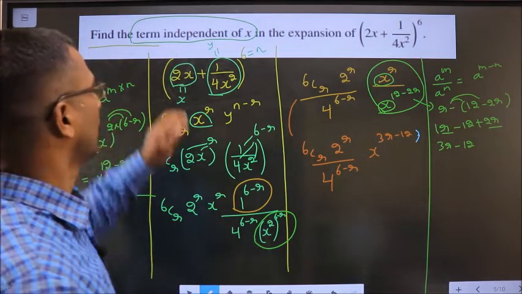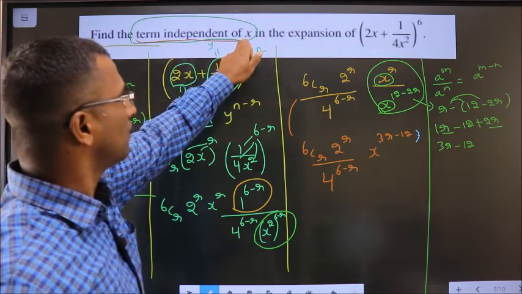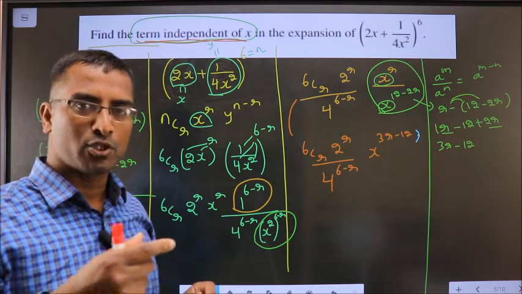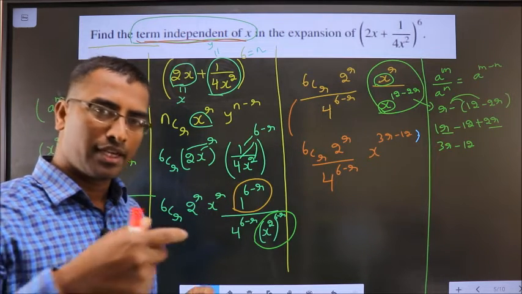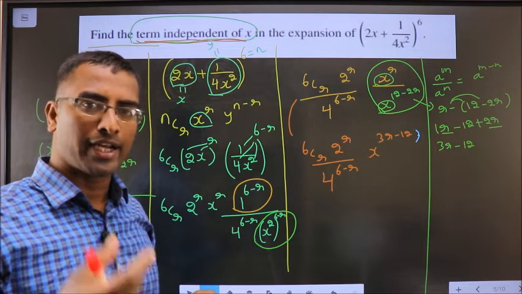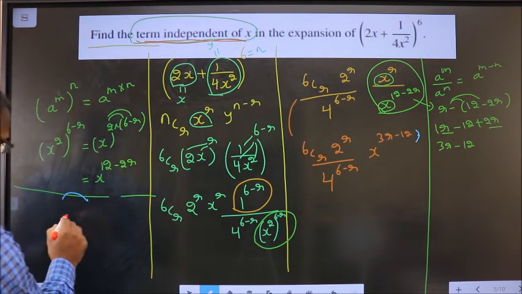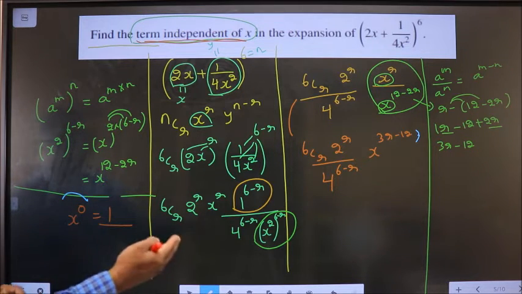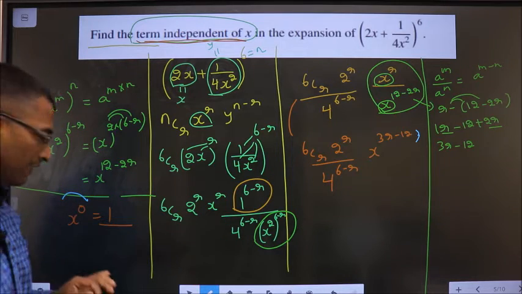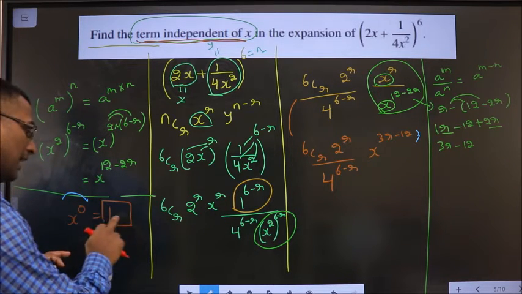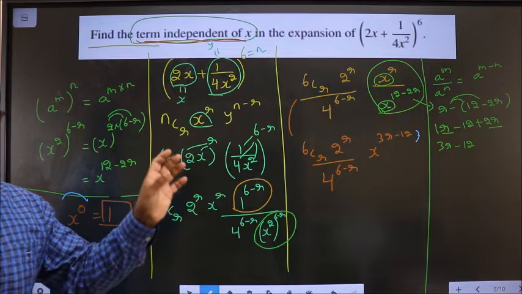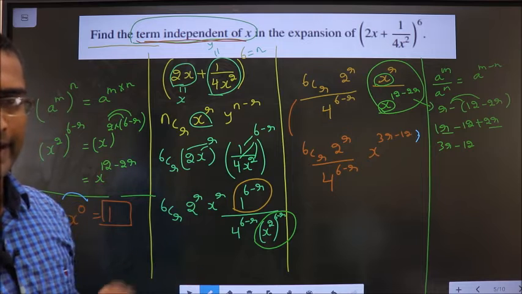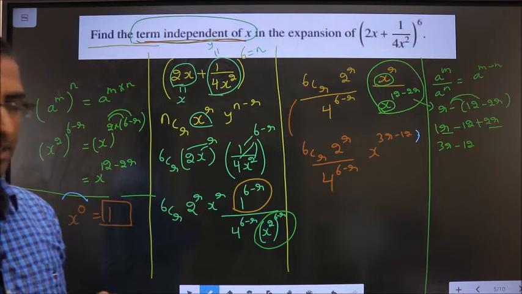Now see. We need to find the term independent of x. Term independent of x means that the term should not have x in it. The term should not have x in it means the power on x should be 0. If the power on x is 0, only then the resultant will not have any x in it. So independent of x could only happen if you have a power 0 on x. Clear? Now let's continue.